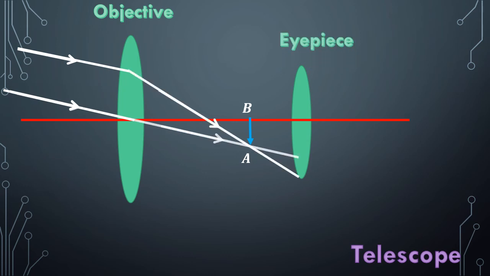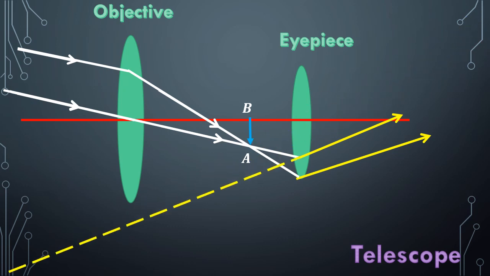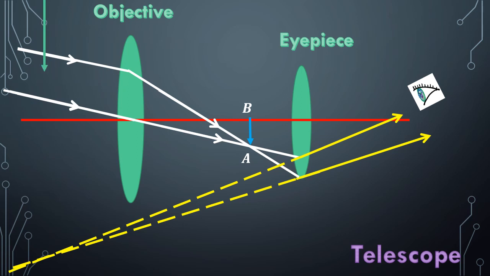These two rays, after getting refracted from the eyepiece, will follow the path as shown in the figure. Obviously, both these rays are moving away from each other. So, we have to extend these two rays in the reverse direction, or backward direction, to get the final image. The point where both these rays intersect each other, we will get an inverted, magnified image.